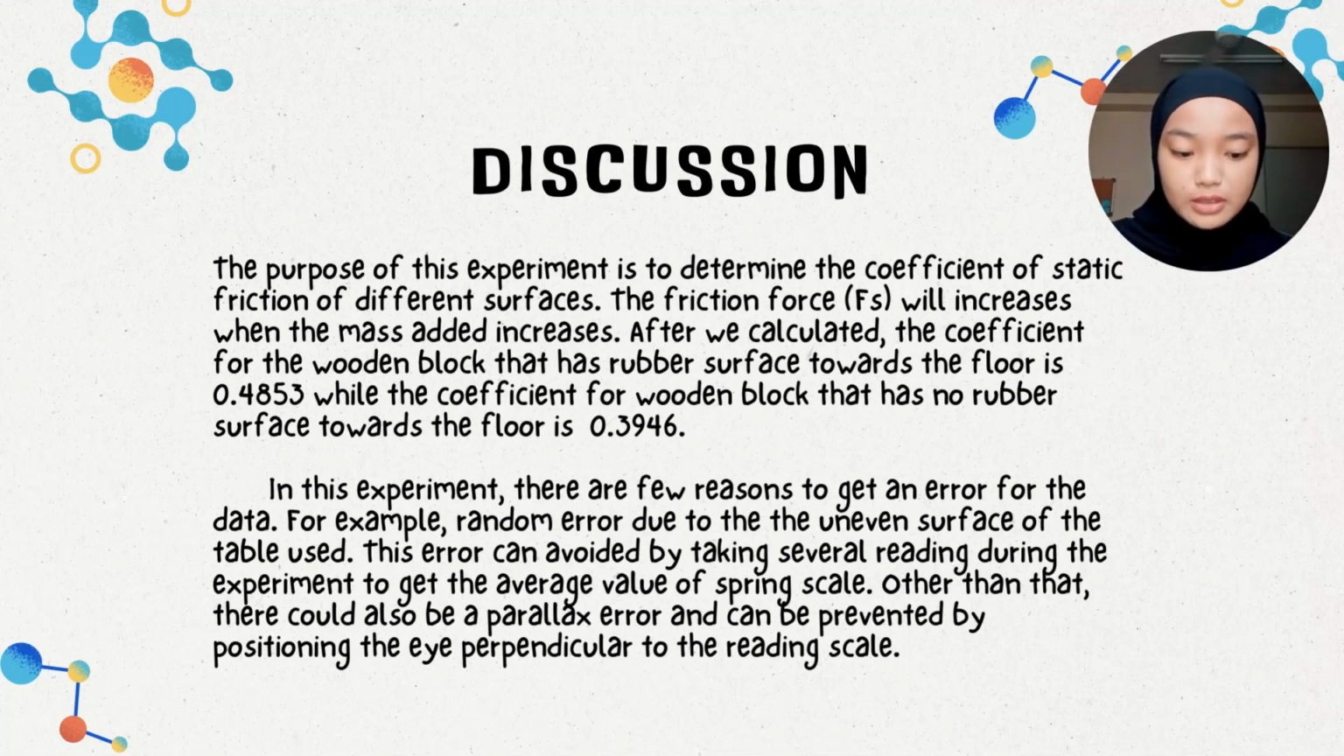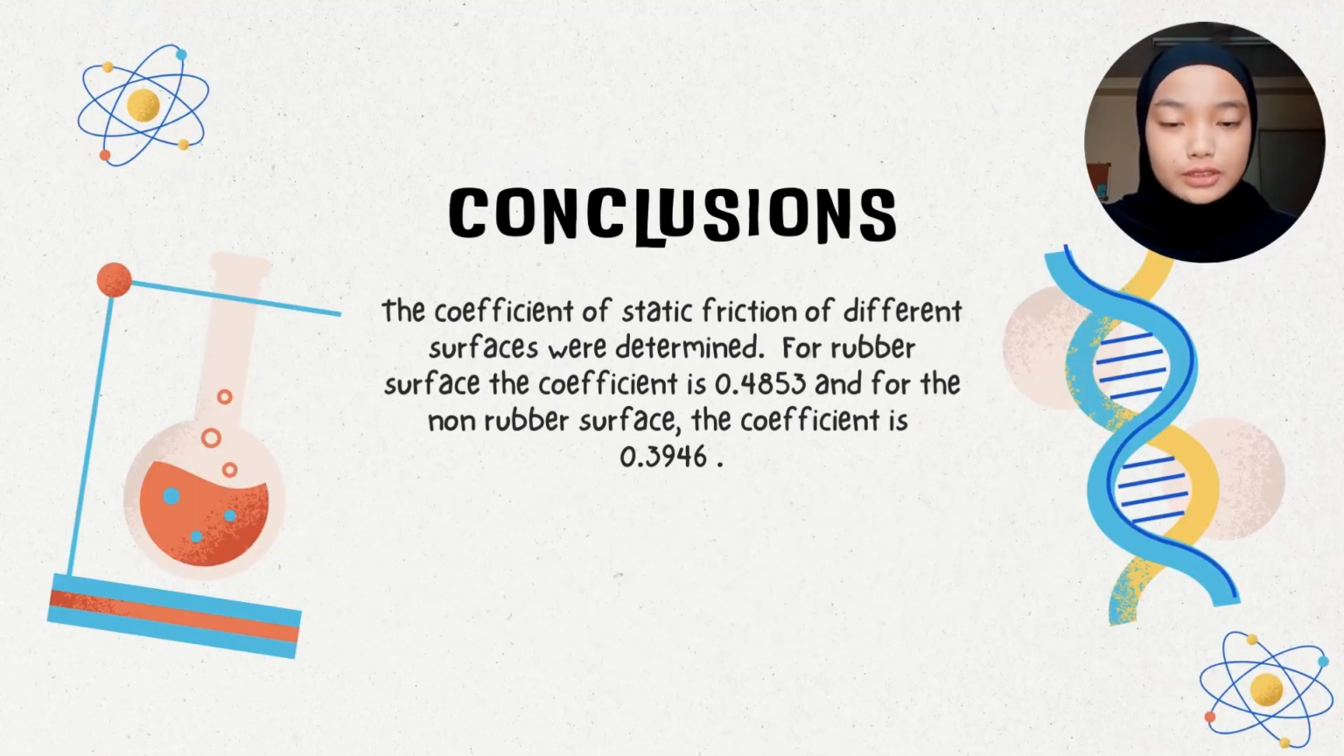In this experiment, there are a few reasons for error in the data. For example, random error due to the uneven surface of the table used. This error can be avoided by taking several readings during the experiment to get the average value of the spring scale. Other than that, there could also be a parallax error, which can be prevented by positioning the eye perpendicular to the reading scale. In conclusion, the coefficient of static friction of different surfaces was determined.